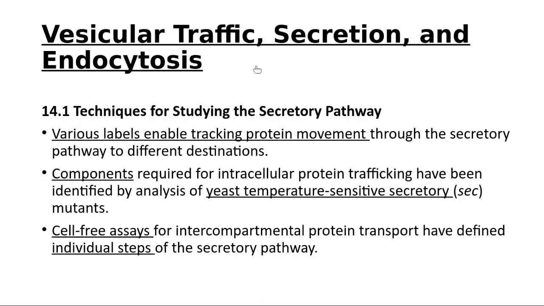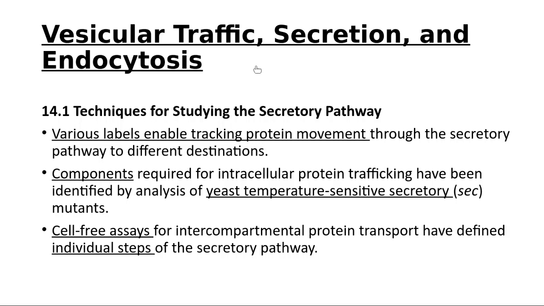The components required for intracellular protein trafficking have been identified by analysis of yeast temperature sensitive secretory mutants. It's a long name. The short name is SEC mutants.